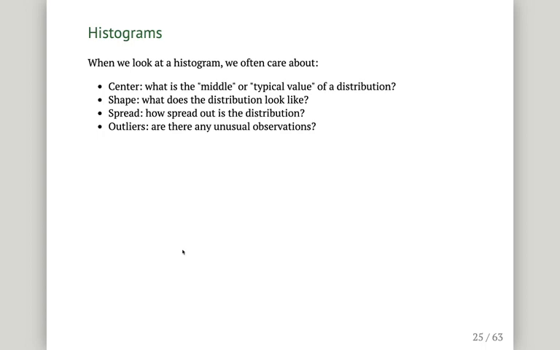Now, things that we want to look at when we're looking at histograms. We care about the center, so we care about where the middle values in the histogram are. We care about the shape. What does the distribution actually look like? We care about how spread out it is, and of course we care about any unusual observations. We want to try to explain those weird data points or those outliers.